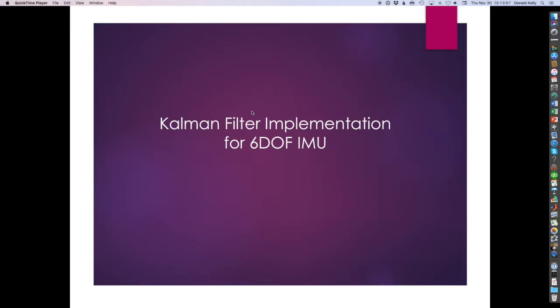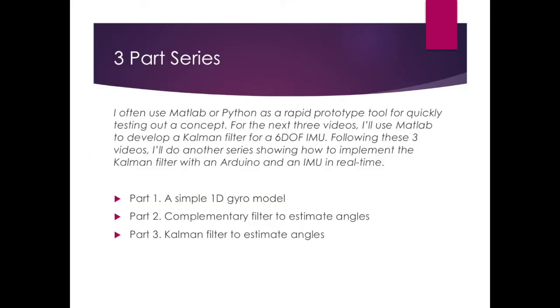Hi, welcome to part 2 of my Kalman filter implementation for 6DOF IMUs. I mentioned last time that I'm using MATLAB. I often use Python as well, but this time I'm using MATLAB as a rapid prototype tool for showing the concept. In part 1, we developed a very simple 1D IMU model, a gyro and accelerometer model.